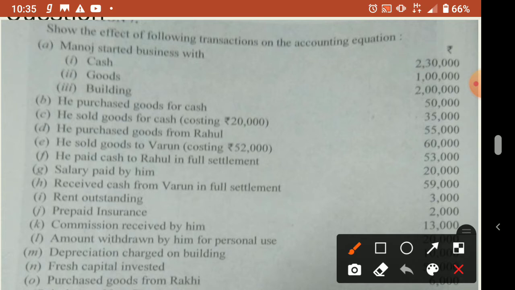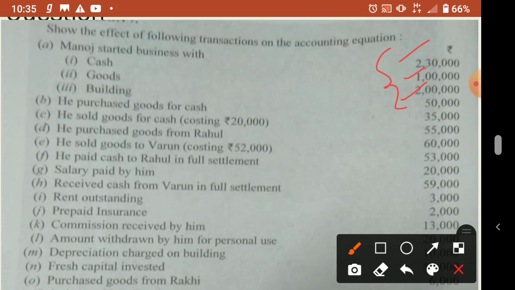For that he brought cash 2,30,000, goods 1 lakh, and building 2 lakh. When we start a business, whatever the owner brings to start his business, all together it is capital. Suppose we call all this together capital: 2,30,000 plus 1 lakh plus 2 lakh. So how much capital did he invest? 2 plus 2 is 4, plus 1 is 5, and 30. 5,30,000 is the total capital he brought.